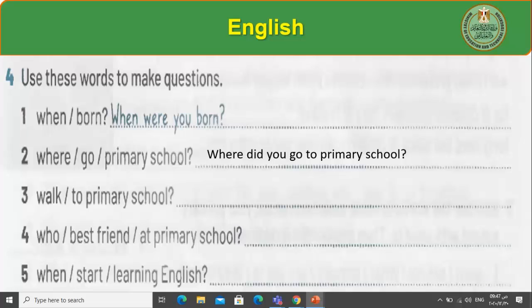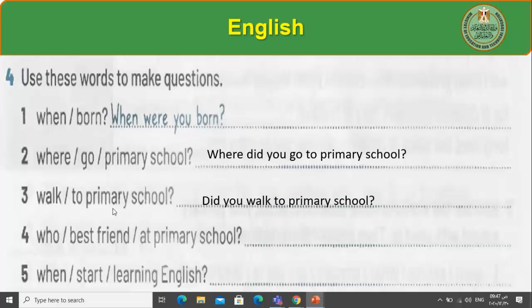Auxiliary verb did. And we put a verb like go here. To primary school. Okay, number three.